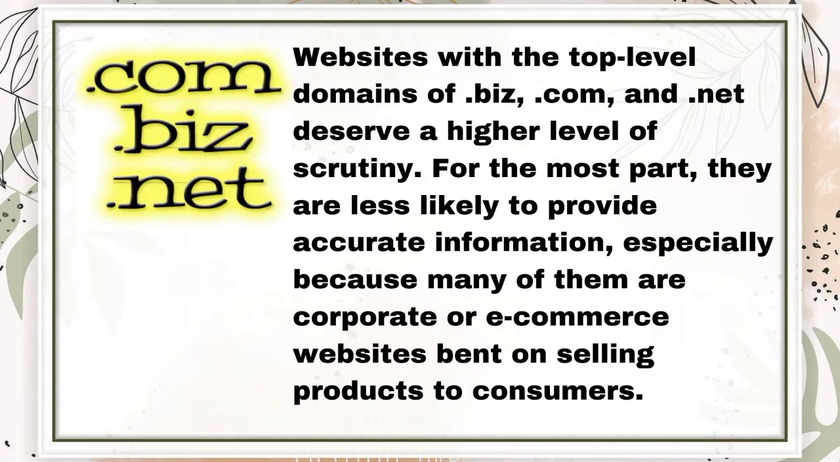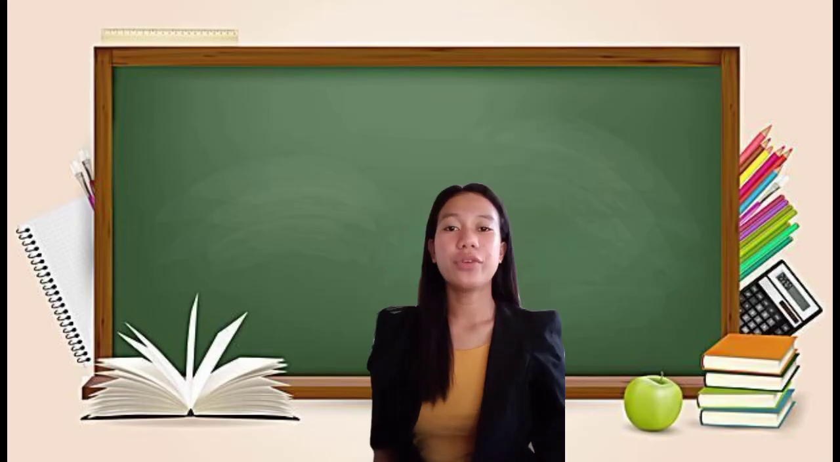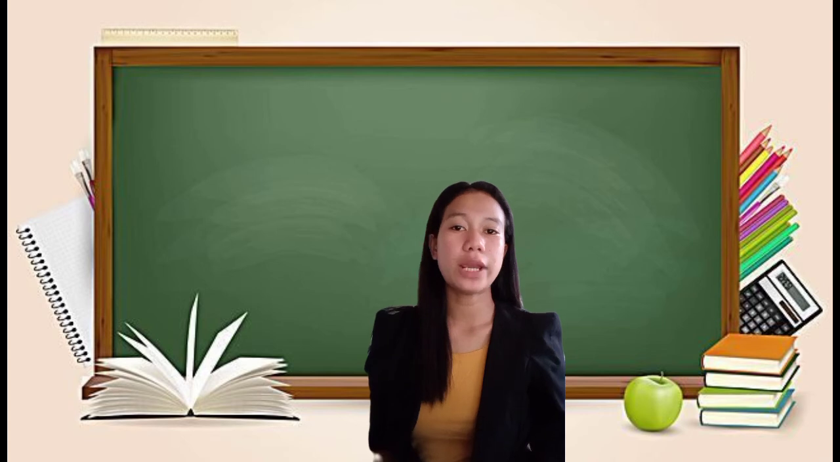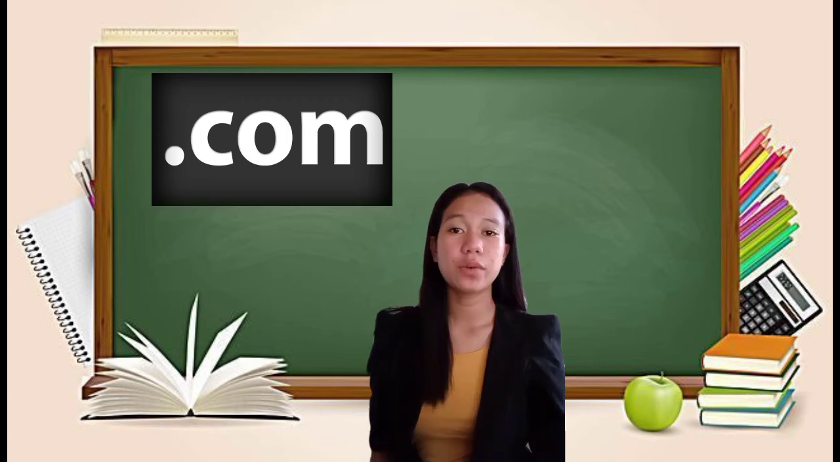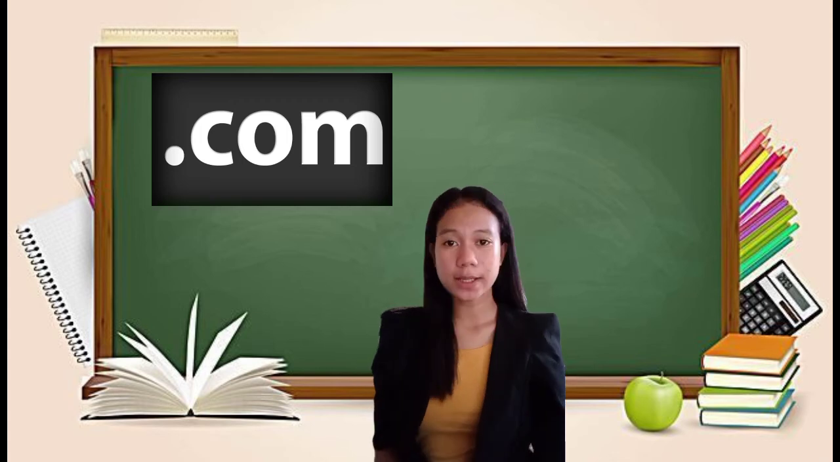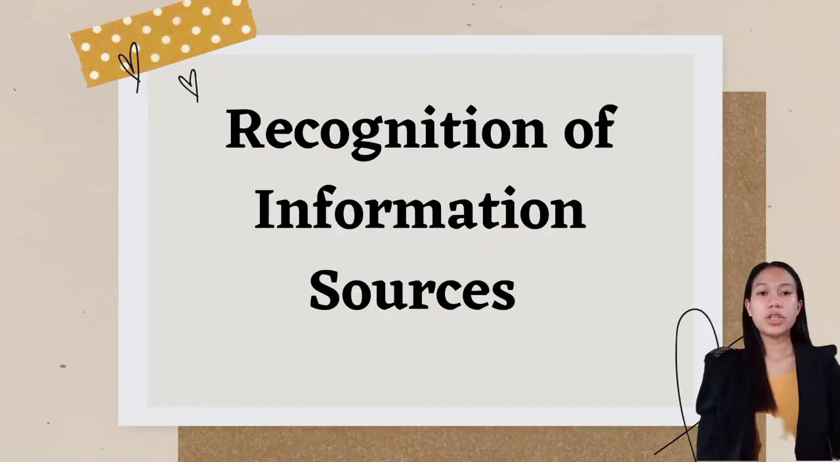Websites with the top-level domains of .biz, .com, and .net deserve a higher level of scrutiny. For the most part, they are less likely to provide accurate information, especially because many of them are corporate or e-commerce websites bent on selling products to consumers. However, there are some exceptions. Most news organizations, for instance, have .com websites, and they generally strive to provide the most accurate and unbiased information possible.